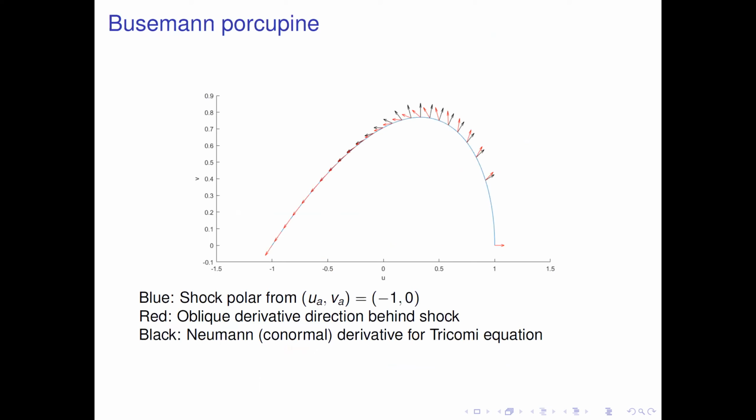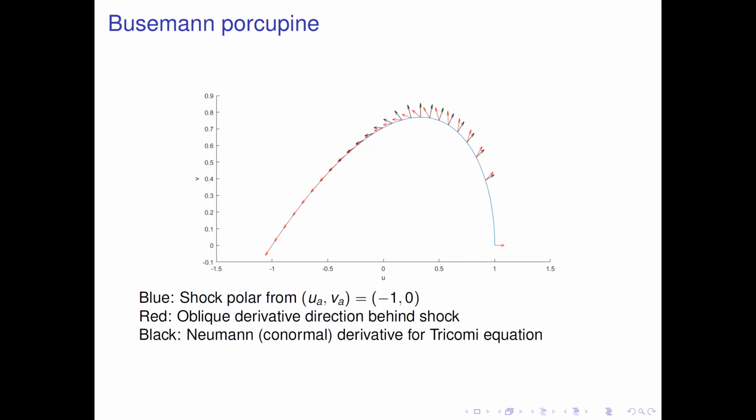So I mean, this is known for a long time. This is what's called the Busemann porcupine. So this is a shock polar which tells you what states can connect to the state (-1, 1). And the black arrows are the direction for sort of Neumann co-normal boundary conditions for that Tricomi equation. The red arrows are the oblique boundary conditions you get behind a shock that's adjacent to a constant state.